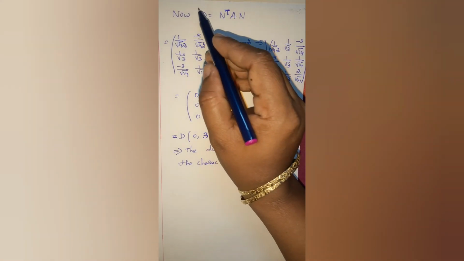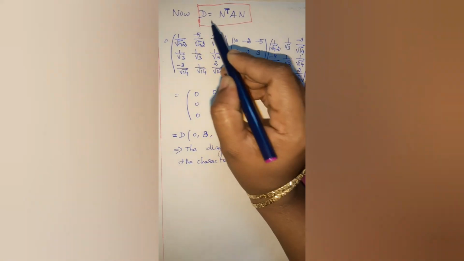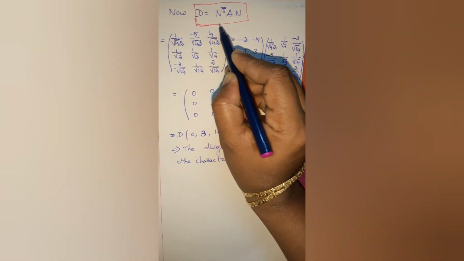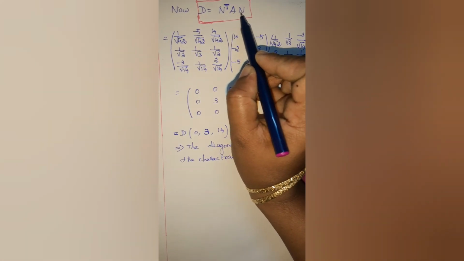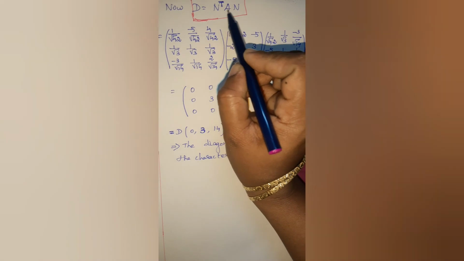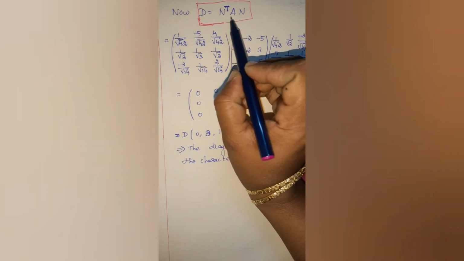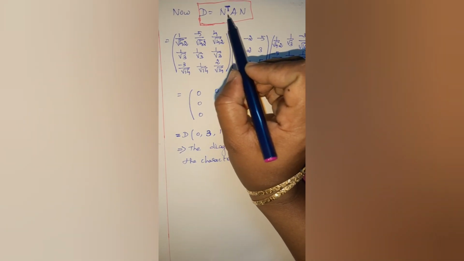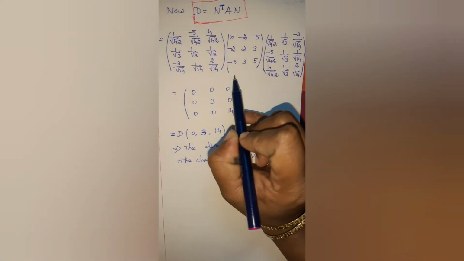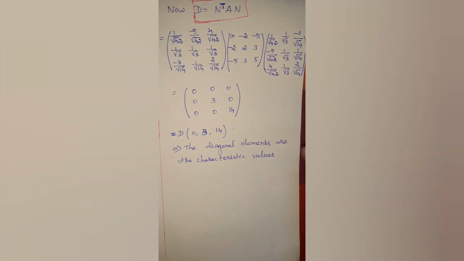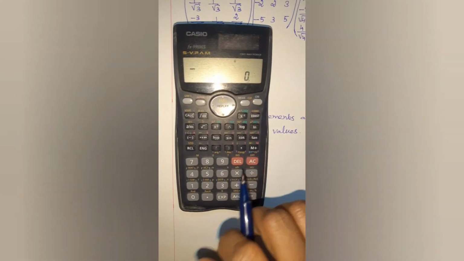Now you take this as a formula: D is equal to N transpose A N. This is the formula to diagonalize a given matrix. You should not change the order. This is the correct order, N transpose A N. So it's just a multiplication of three matrices. I write N transpose here, A and N. Now let us multiply these three matrices using the calculator.